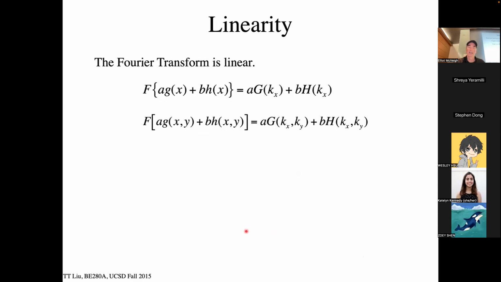Okay, Fourier transform, an important property of this thing. Remember, we're taking functions and making new functions. If I have 2 functions and they're a sum with 2 different weightings, I can take the Fourier transform of each individual function and then put that weighting in front of each individual function. So they're linear, in 2 dimensions and 1 dimension.